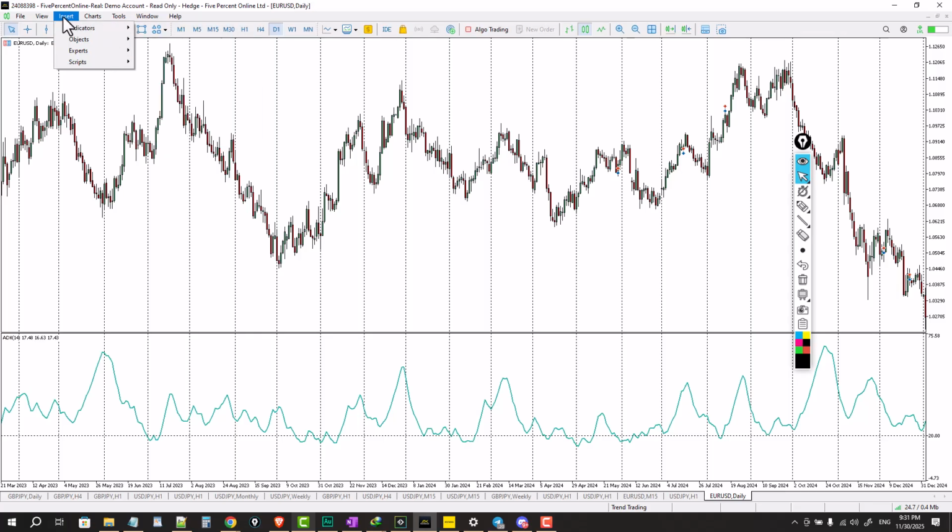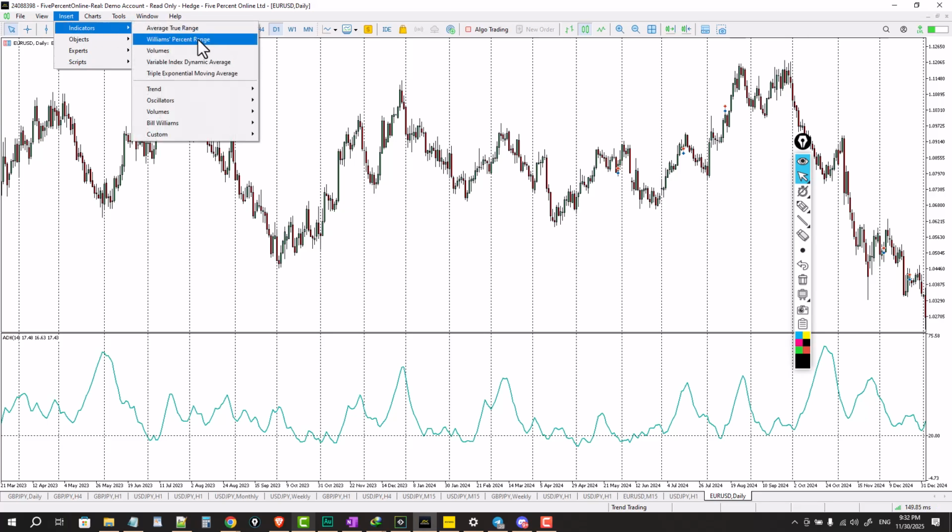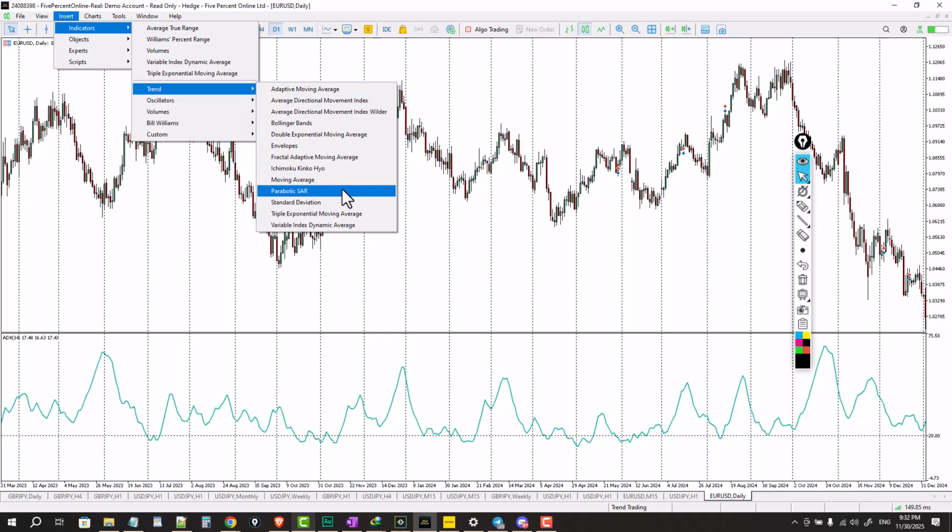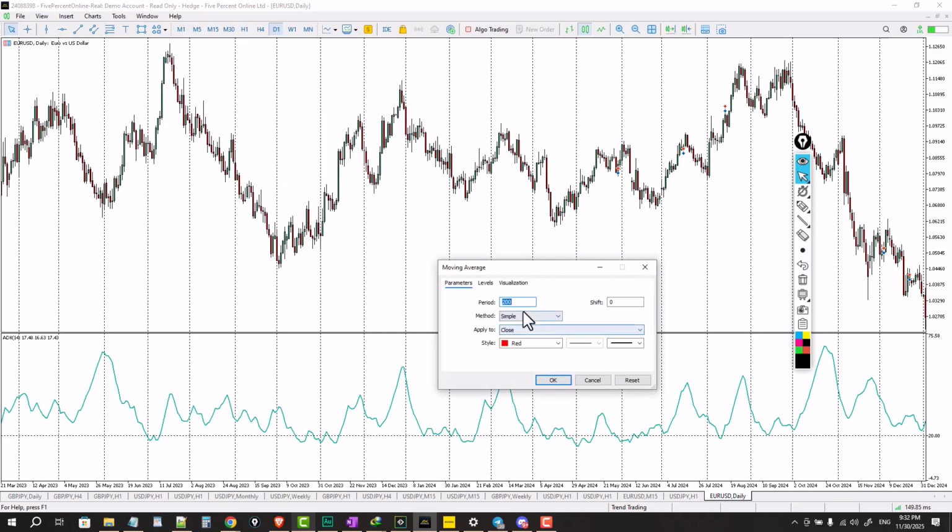Click on the insert tab on the navigator window. Hover your mouse's cursor over indicators. Click on trend and then click on moving average. Now I'm going to show you a simple strategy that uses 3 moving averages.